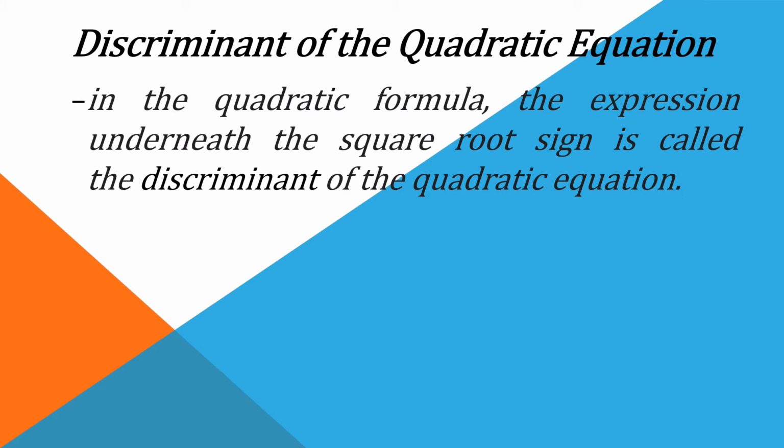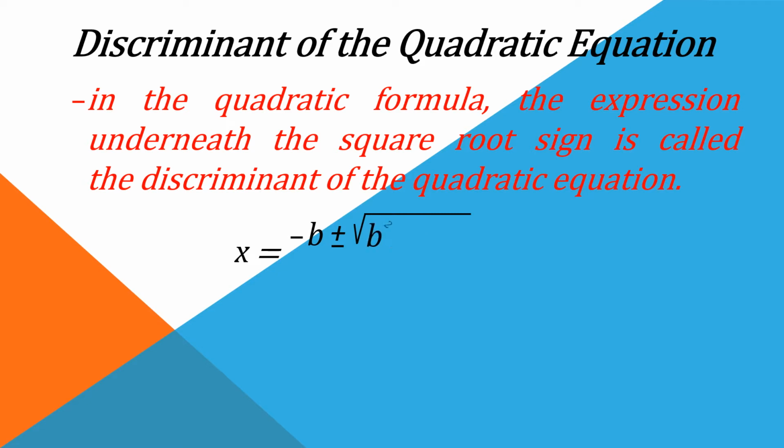Discriminant of the quadratic equation. In the quadratic formula, the expression underneath the square root sign is called the discriminant of the quadratic equation. Let's say we have the quadratic formula x equals negative b plus or minus the square root of b squared minus 4ac, all over 2a.